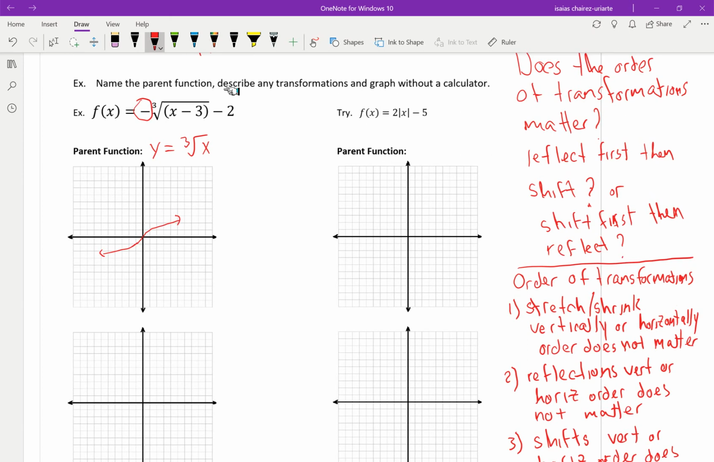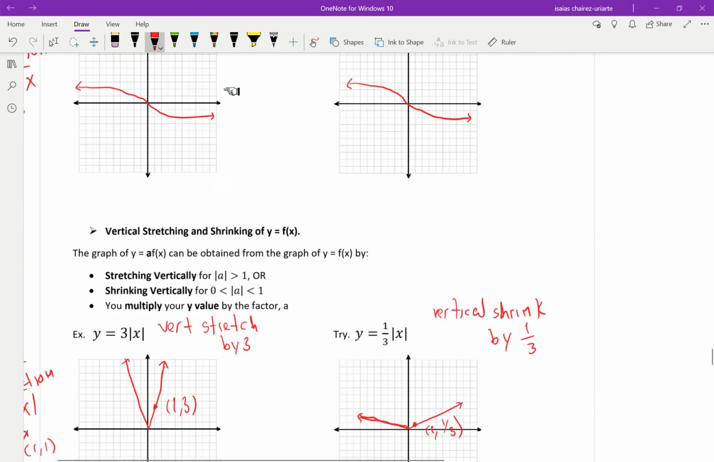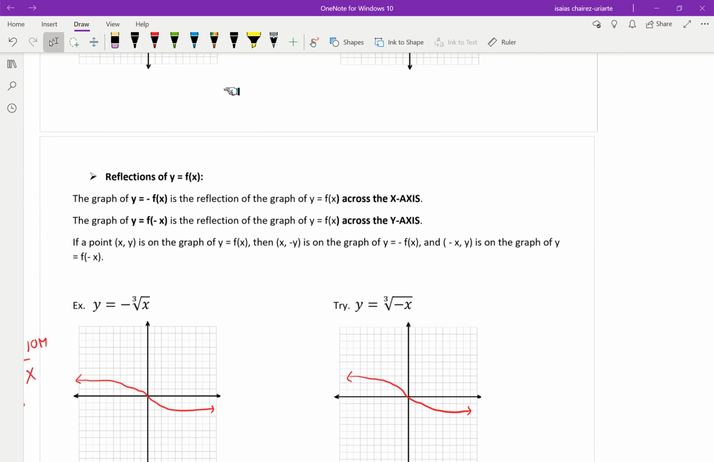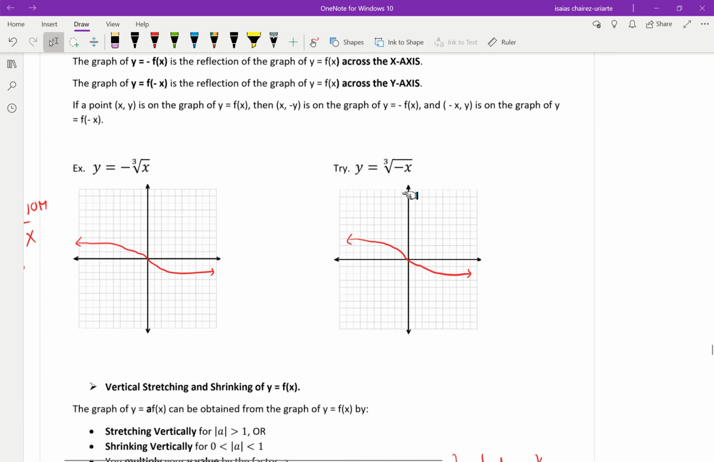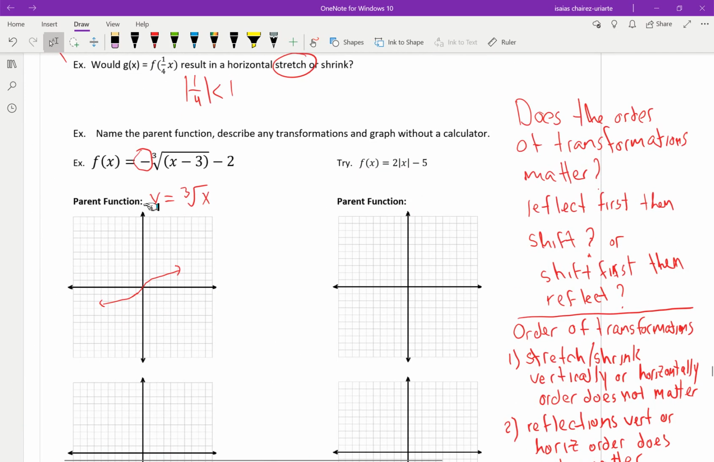So this negative right there, what type of transformation is that? It's outside of my function. You might want to go back to the previous rules. With reflections, if the negative is outside, that's a reflection across the x-axis. So let me write it down here: this is a reflection on the x-axis. That's what that negative is doing.